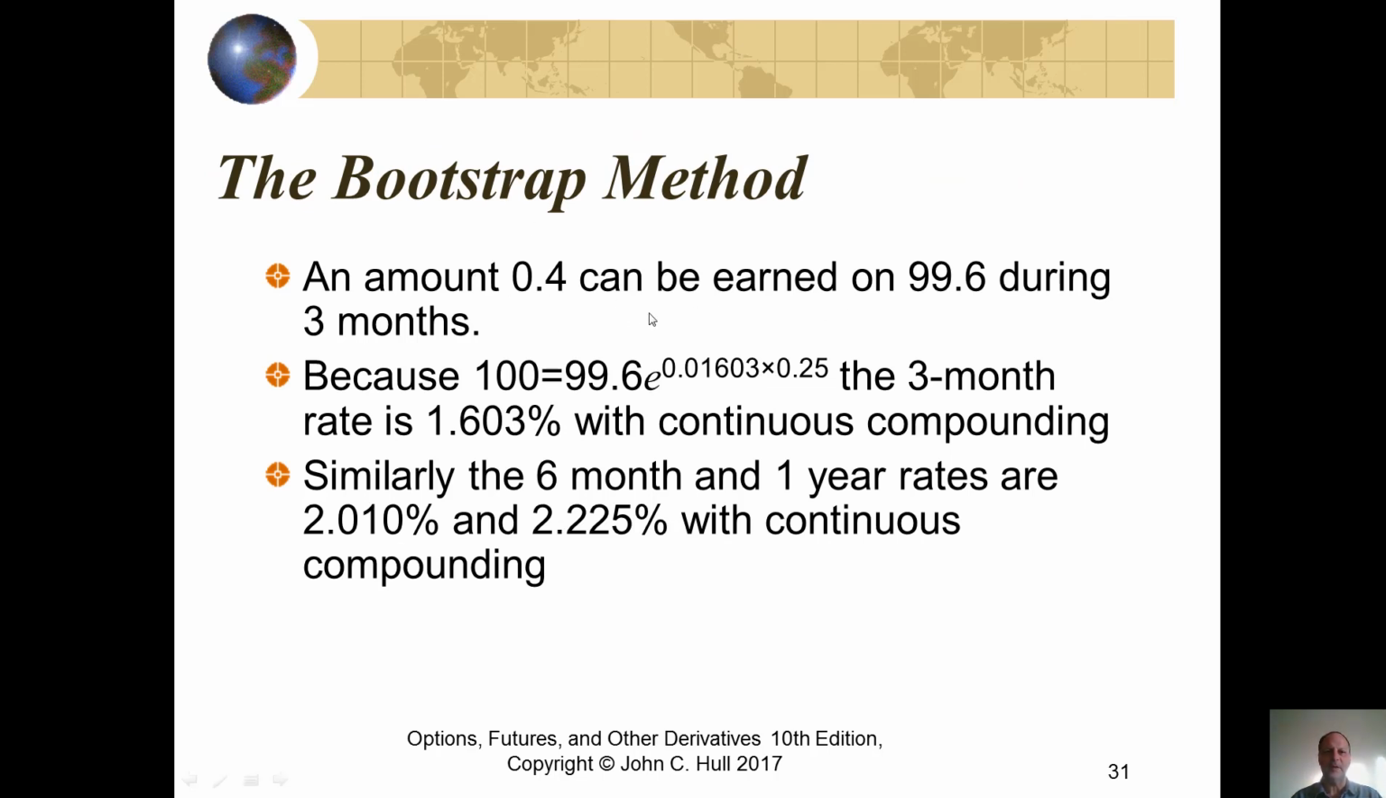So we can start by looking at our first bond maturing in 3 months. It's going to earn $0.40 on its $99.6 principal. And what we want to solve for is the interest rate here. How we would get that is we take the 100 divided by 99.6, take the natural log of that, and divide by 0.25. That gives us the zero rate as 1.603. And again, look at a separate video on the bootstrap method to show this in more detail. And you can do the same approach for the 6-month and 1-year bonds, just using the simple present value equals future value e to the minus RT formula.